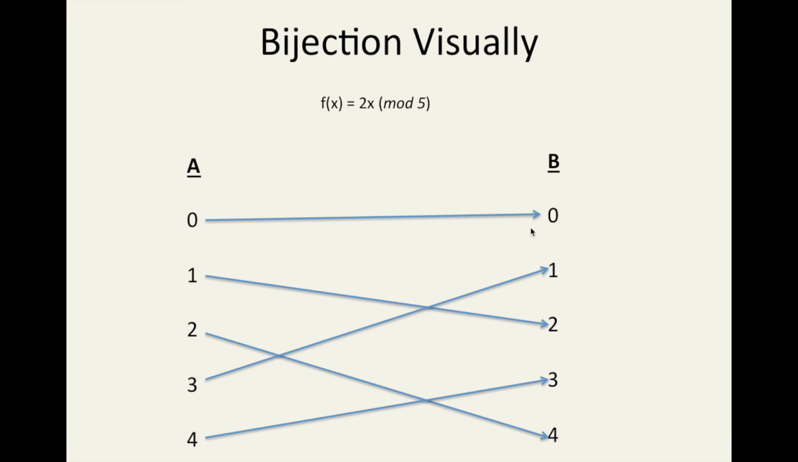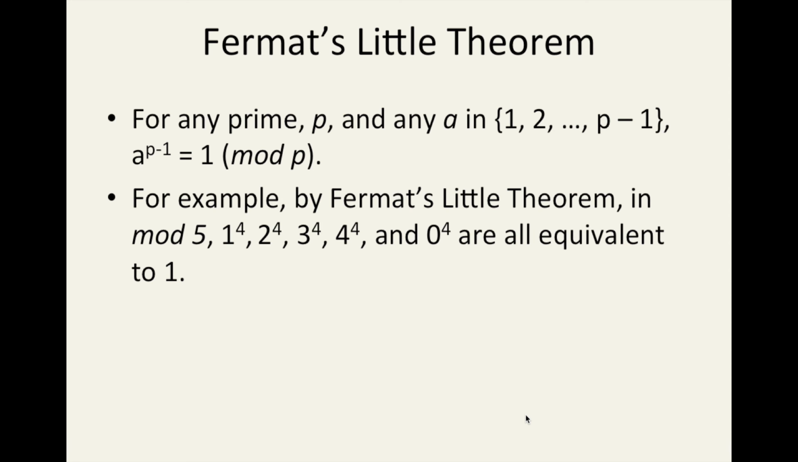And what that looks like visually is that every single input, or every single value in the domain, actually maps to a specific unique value in the range. So again, 0 to 0, 1 to 2, etc. And so now we'll actually use this idea of a bijection to prove Fermat's little theorem.